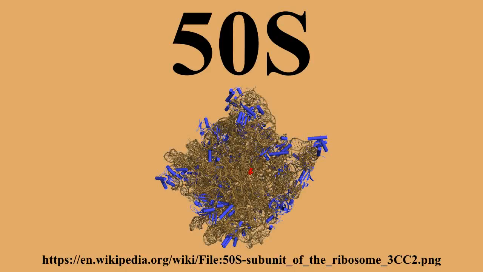50S is the largest subunit of the 70S ribosome of prokaryotes. It is the site of inhibition for antibiotics such as macrolides, chloramphenicol, clindamycin, and the pleuromutilins. It includes the 5S ribosomal RNA and 23S ribosomal RNA.